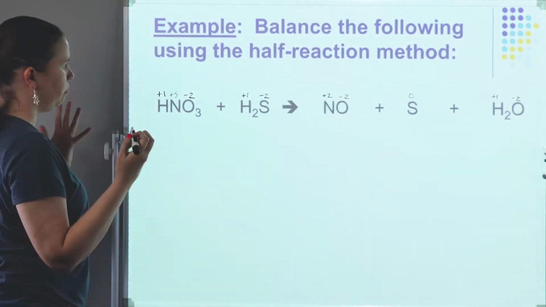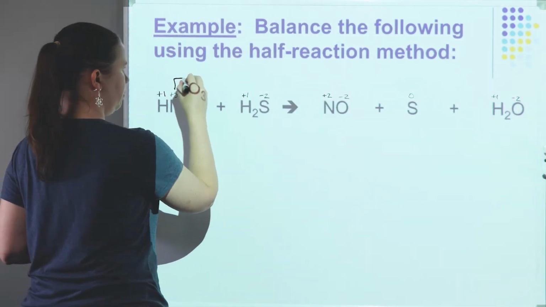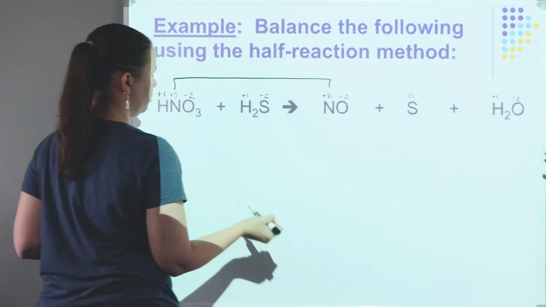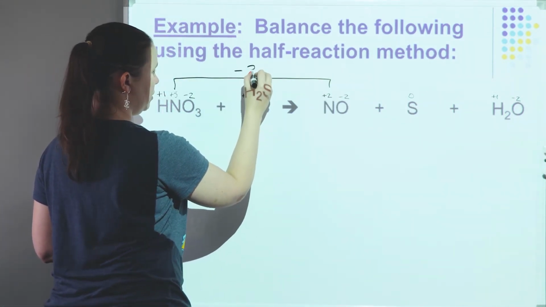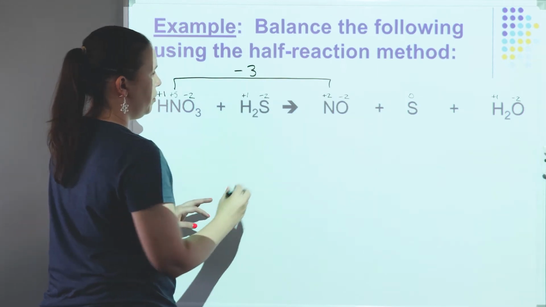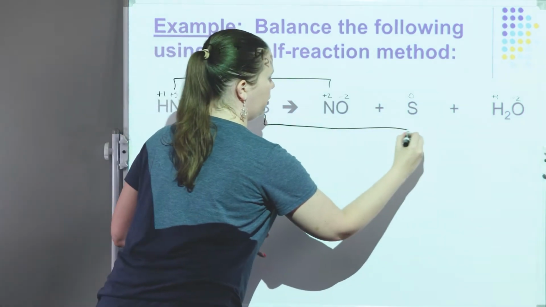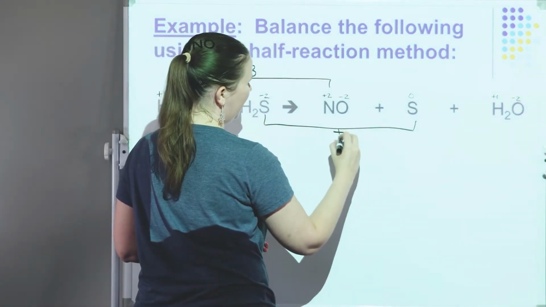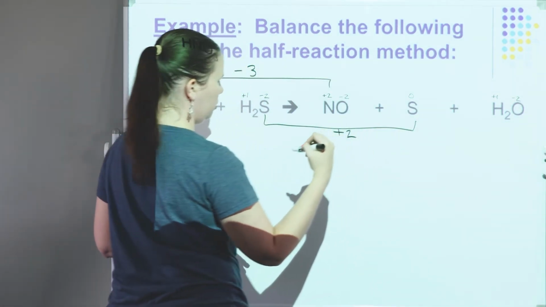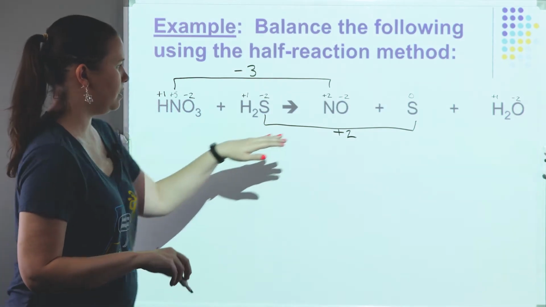So what's my change? I see a +5 on the nitrogen to a +2. So going from +5 down to +2 would be a decrease of 3. And then it's the sulfur, that's the other change. Going from -2 up to 0 would be a loss of 2. So you can see how those are different.